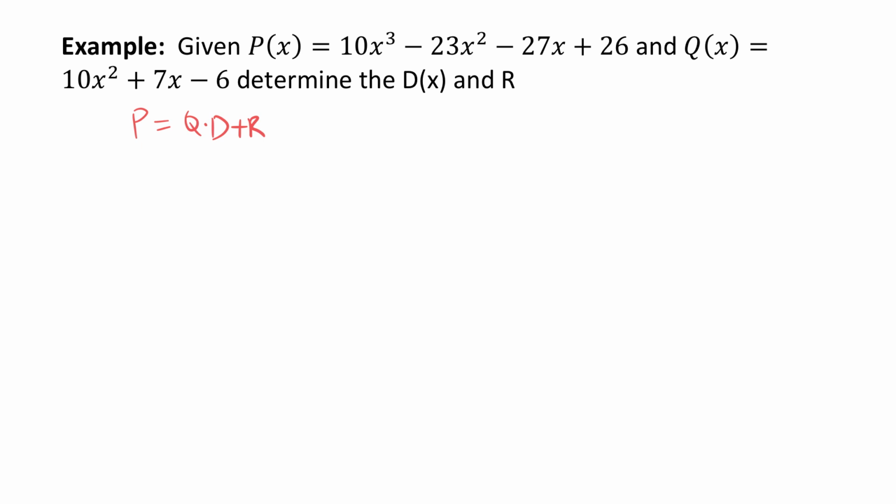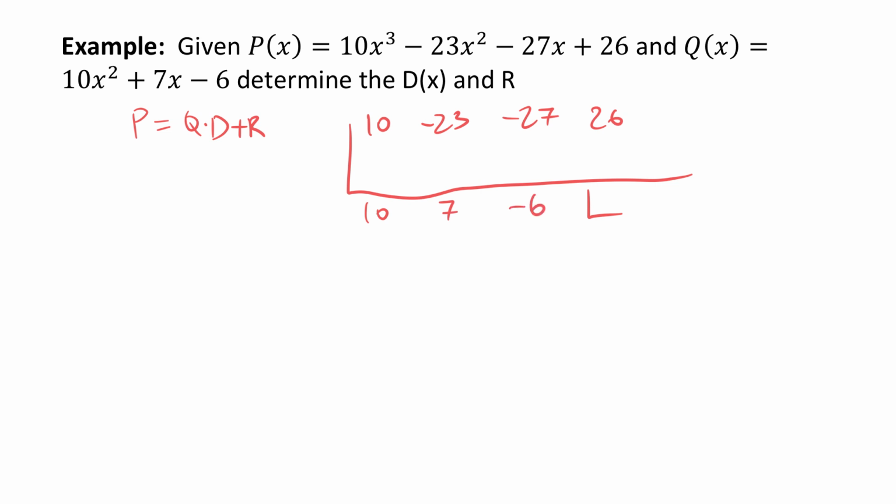Now, there is another formula for this that you could use, but instead, I want to just set this up in synthetic and see what I get. So we have 10, -23, -27, 26. And then I know down here I would have 10, 7, and -6.